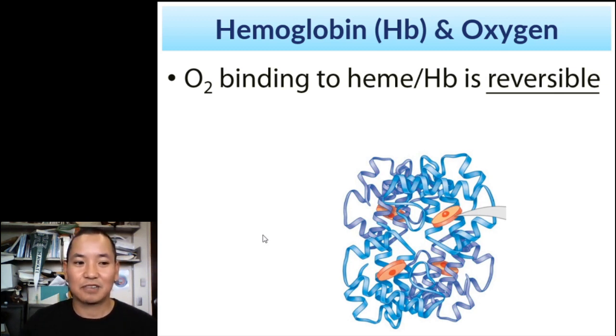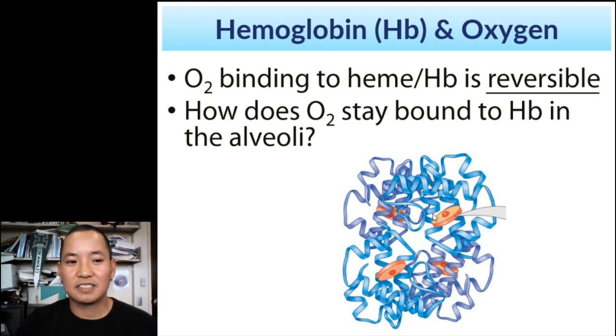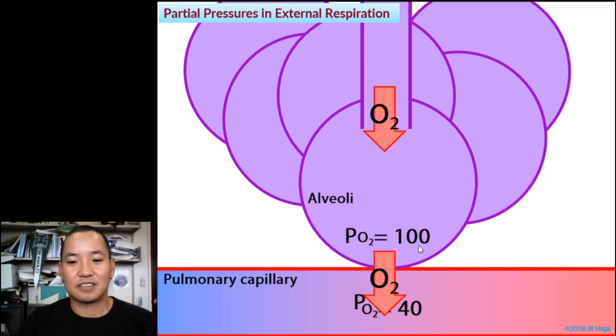When you're breathing in air from your environment into your lungs, the oxygen moves from the alveoli into the blood. You do want oxygen binding to heme so that it's able to hang on when it's being transported in your blood, and then you want it to pop off when it's at your tissues. So if it's reversible, how do you get oxygen to stay bound to hemoglobin in the alveoli? Well, remember that things move from high to low. The partial pressure of oxygen entering pulmonary capillaries is around 40. Since you always have a higher concentration of oxygen in the alveoli, you're always going to get this movement of oxygen into the blood entering your pulmonary capillaries, and this helps to keep oxygen stuck to hemoglobin.